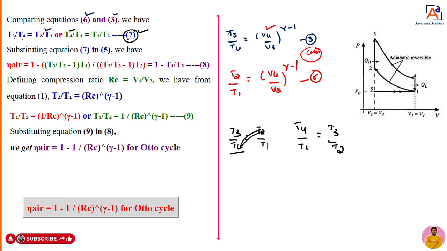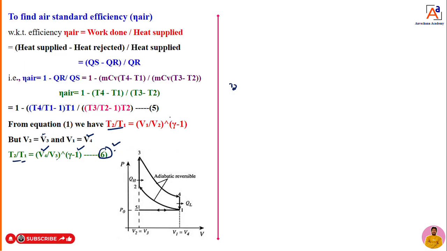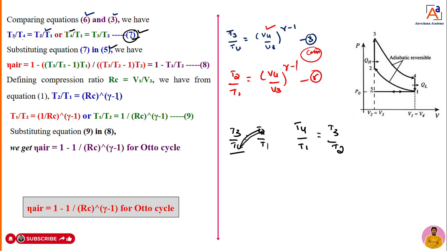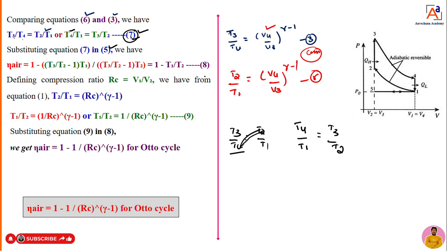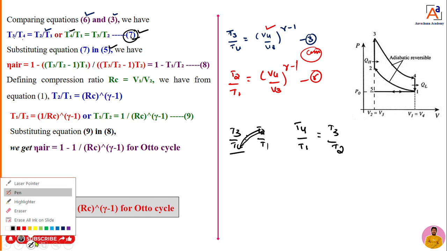Now you substitute this equation 7 in equation 5. What is the 5 equation? That is our efficiency equation: 1 minus (T4 minus T1) divided by (T3 minus T2). Then what you have to do? You have to substitute the value of what? That you can see here now.